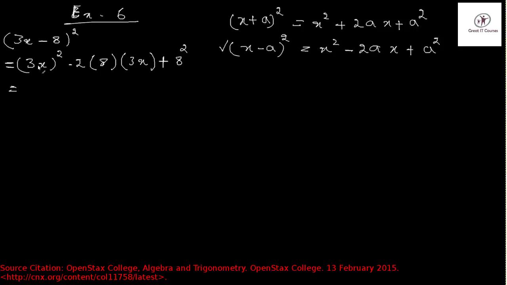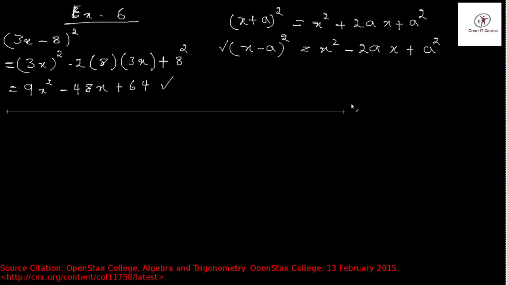Now this is 9x squared. This is minus 3 into 8 is 24, 24 into 2 is 48, so minus 48x plus 64. And so that is your answer.